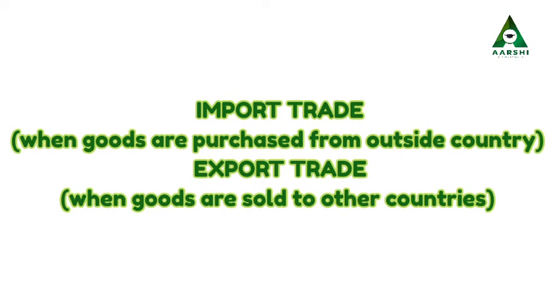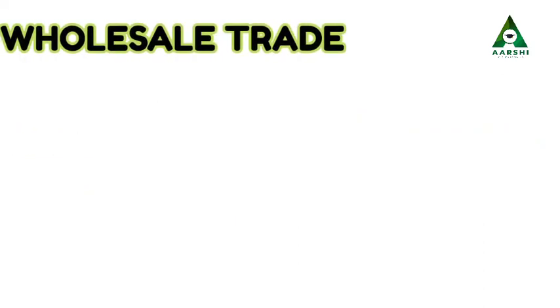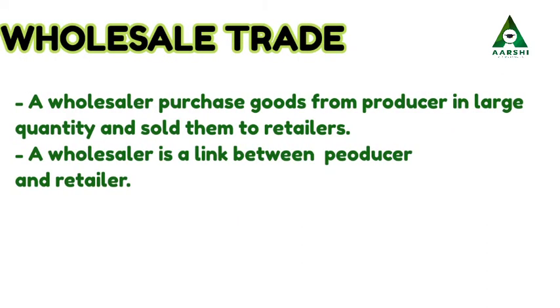Now, what is wholesale trade? So in wholesale trade, what happened? A wholesaler purchase goods or services from the producer and sell them to the retailer. Generally, a wholesaler used to purchase goods in bulk or large quantity and sold them to the retailer. A wholesaler is a link between producer and retailer. It does not come into direct contact with the customers.